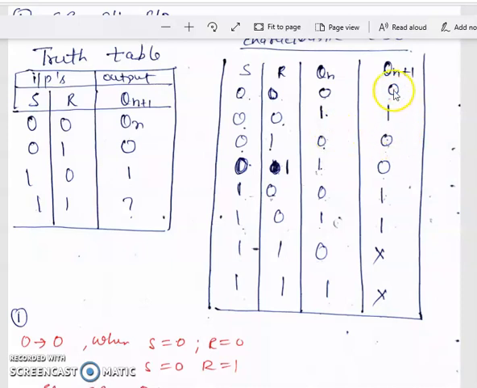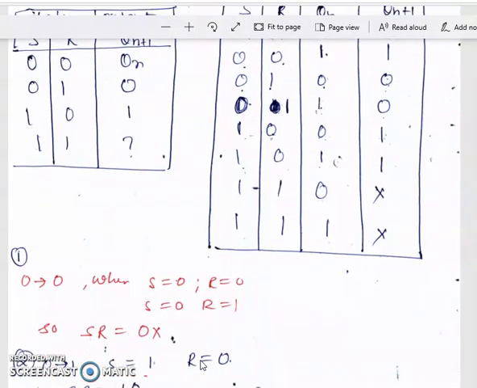Okay, these combinations have the SR values. We can see S equal to 0 for both conditions, and R is 0 and it is 1. We can see S has the value 0 but R has 0 and 1, which means S has a fixed value, that is 0, in the excitation table. So we can write here S equal to 0 and R equal to 0 or 1, that is don't care. I don't know what the fixed value of R is, so we can write here that it is don't care.